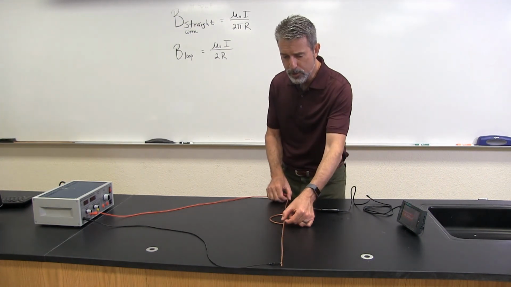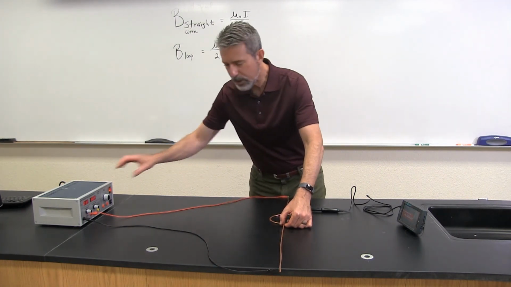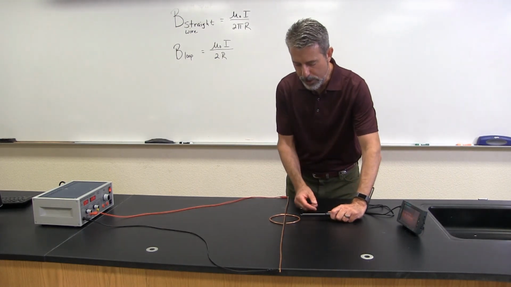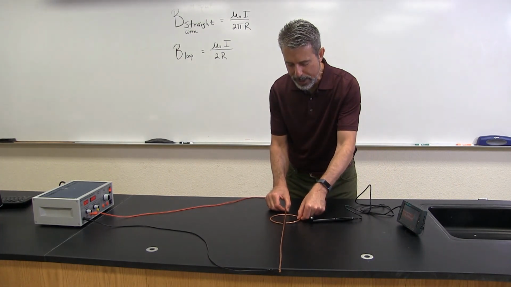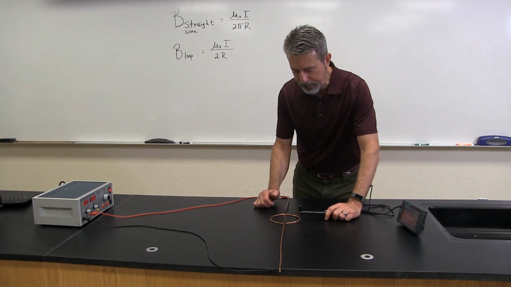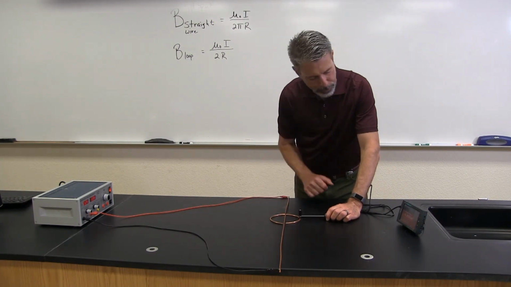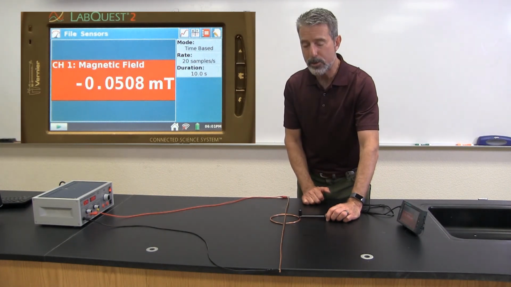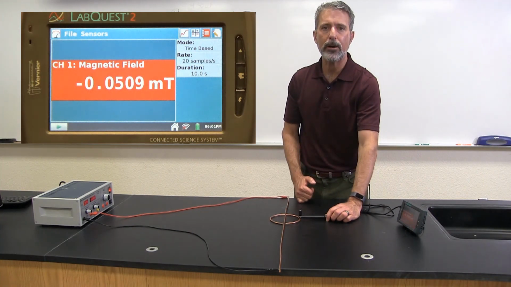So what you see here is a current carrying straight wire. I've got our power supply on, and I've got a magnetic field sensor, and I've kept this loop here just so we can see the radius of it. We're going to measure the magnetic field at the loop radius r away from the current carrying wire. So here it looks like we have a magnetic field of about 0.05 milliteslas due to that straight current carrying wire.